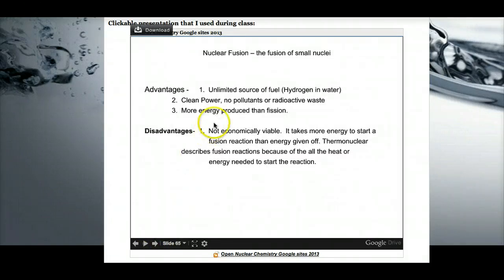And of course, the advantages of fusion, which is the energy that the stars use.